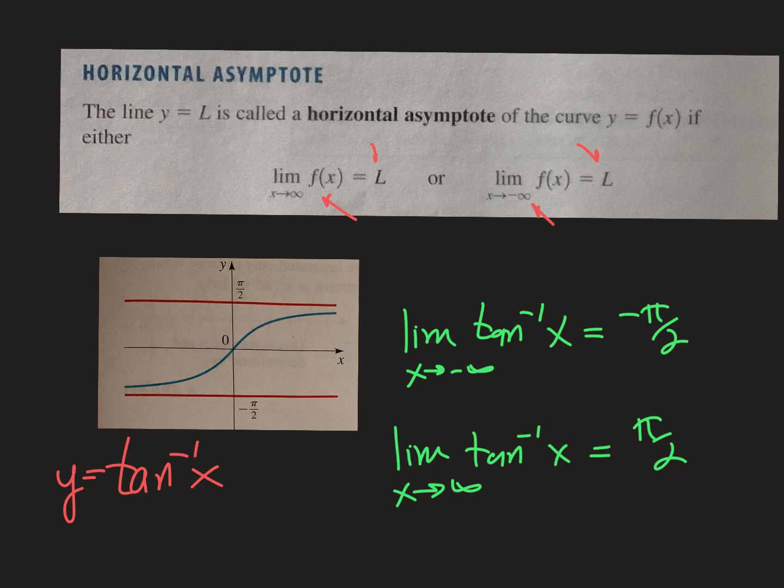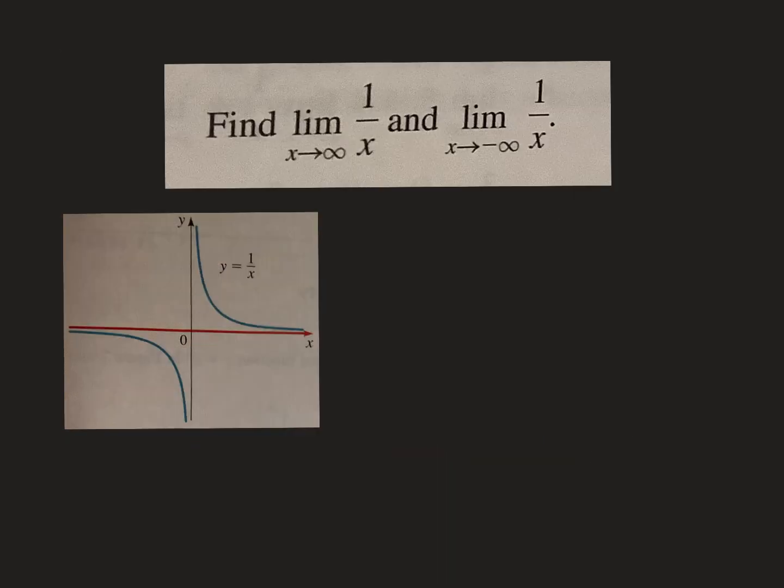And if you look at it, it's getting close. As you go to the right, the graph's getting closer and closer to positive π/2. As you look at it going left, it's getting closer and closer to negative π/2. So the limit as x approaches negative infinity of inverse tangent is negative π/2, and the limit as x approaches positive infinity of inverse tangent is positive π/2. Right? And that's just how we write it.